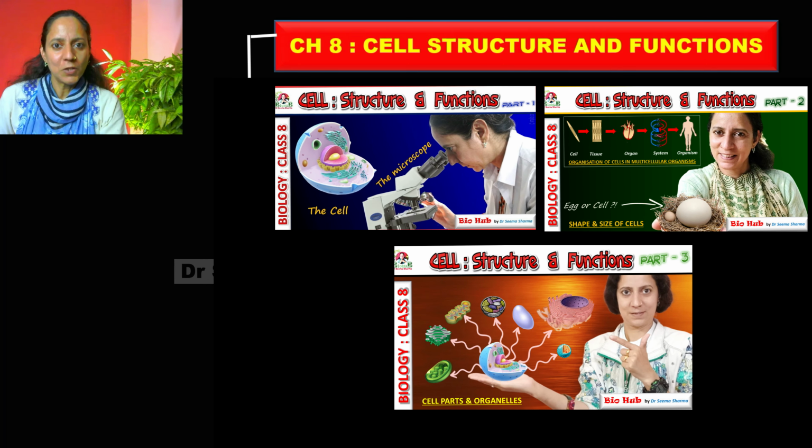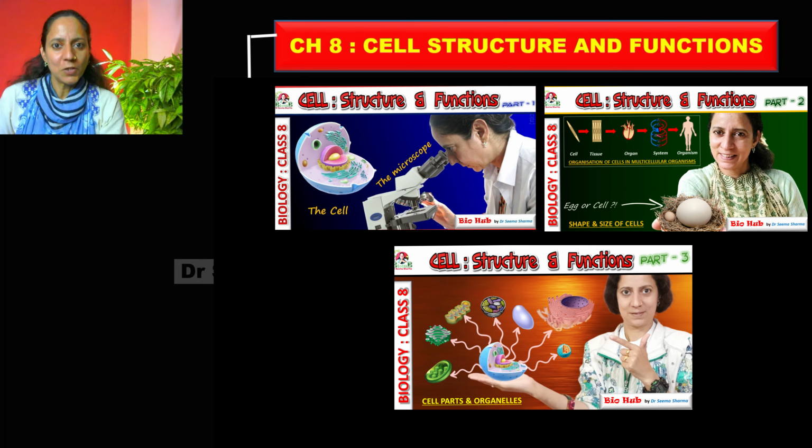First difference, plant cells are larger than animal cells, and animal cells are smaller than plant cells. Second difference, a plant cell is surrounded by a cell wall in addition to the cell membrane, whereas an animal cell only has a cell membrane and there is no cell wall.